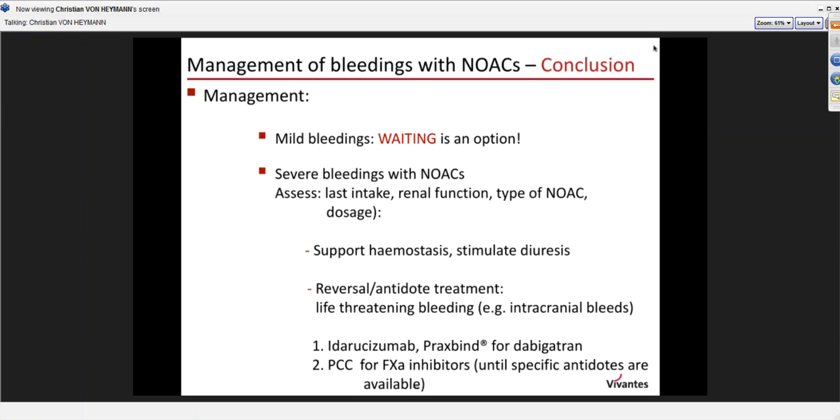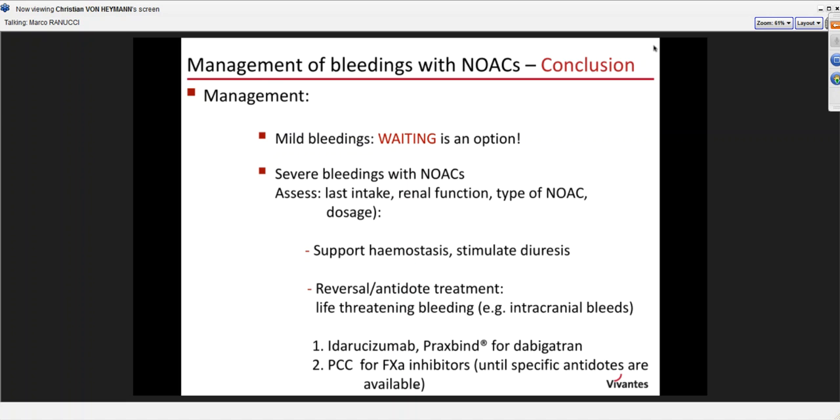I cannot make any recommendation for plasmapheresis. For dabigatran, the thrombin inhibitor, I'm almost sure that it should work from a principle of plasmapheresis. It should work, but it will probably not work in factor Xa inhibitors.